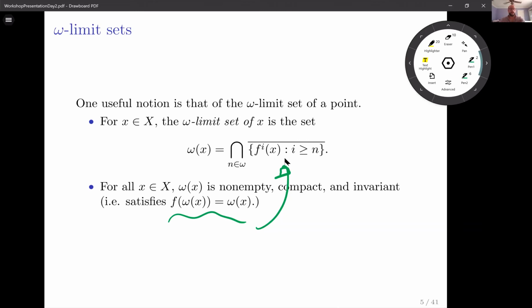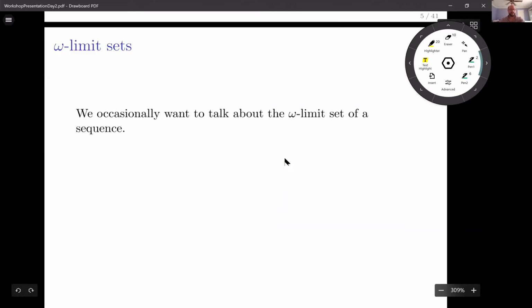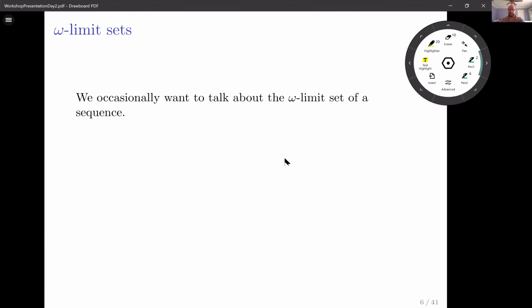Now, an auxiliary, related notion: we're going to talk today about the omega limit set of a sequence. Okay?